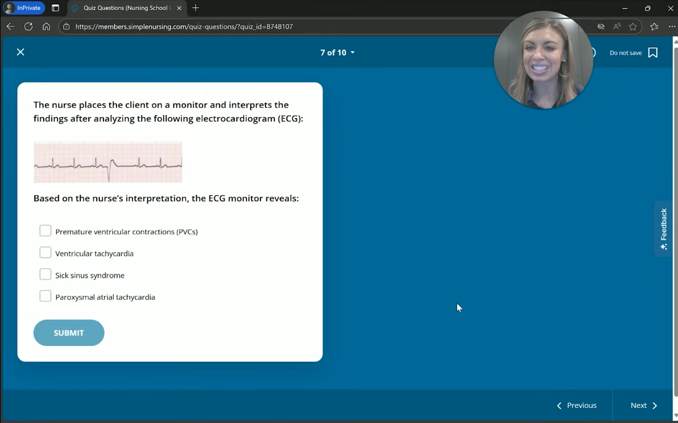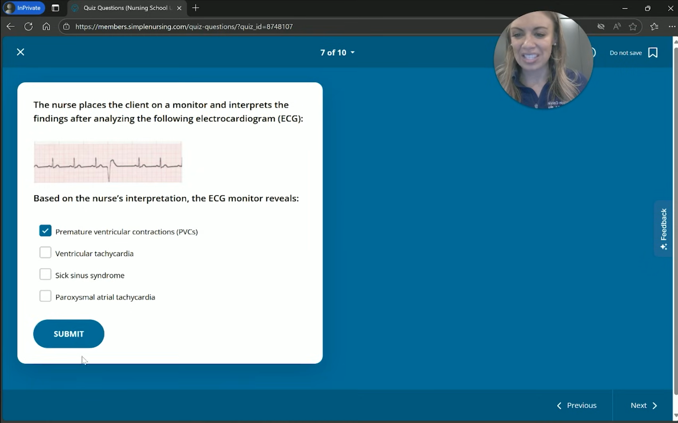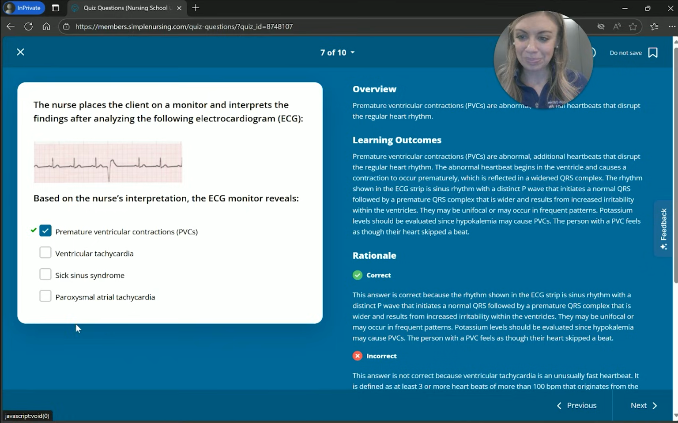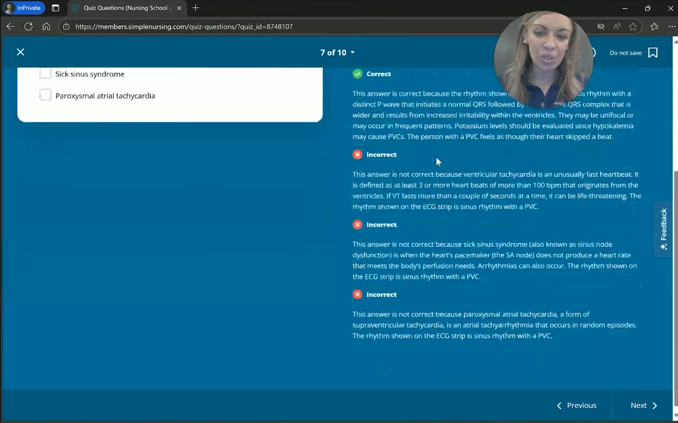For the next one, the nurse places the client on a monitor and interprets the findings after analyzing the following EKG. So it looks like I'm seeing a P wave followed by a QRS. So it's looking normal, normal. Then all of a sudden, something weird happens. Based on that, it's definitely not VTAC, because VTAC has that tombstone appearance. And it's definitely not atrial tachycardia, because I don't have tons of those P waves. What it does look like is just one PVC. With sick sinus syndrome, we would see a lot more than just this one blip on our radar. But that one blip, that PVC, we don't get too nervous about unless they start having runs of them.